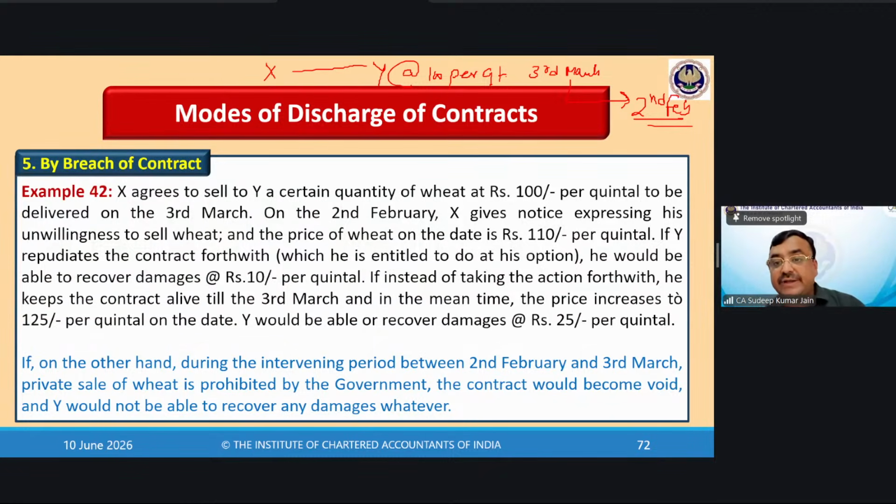Because the contract was entered for 100 rupees, now he has to purchase for 110. So he has to bear the loss of 10 rupees. He can claim from X.